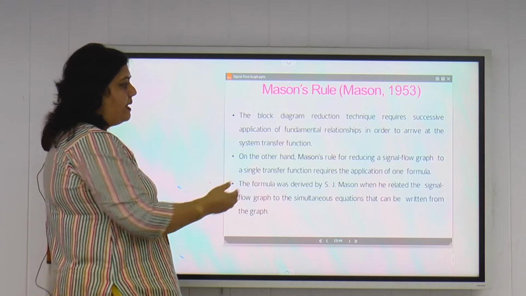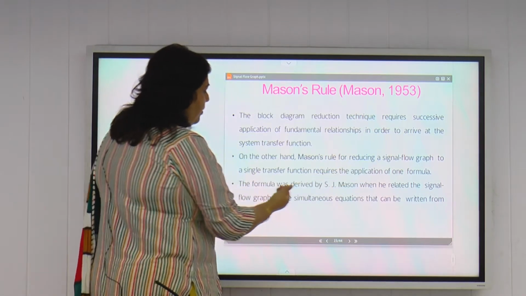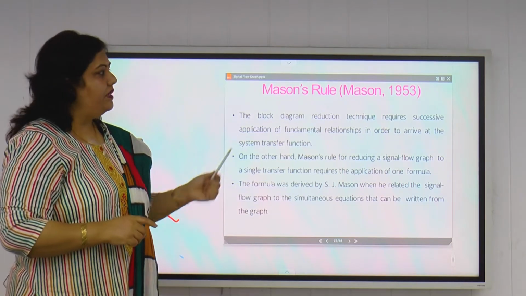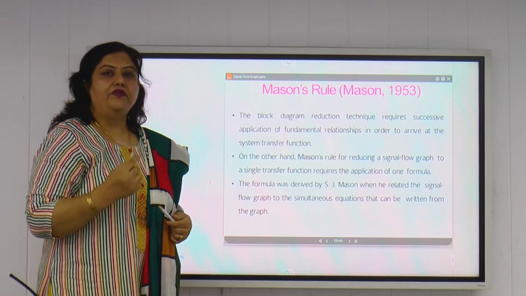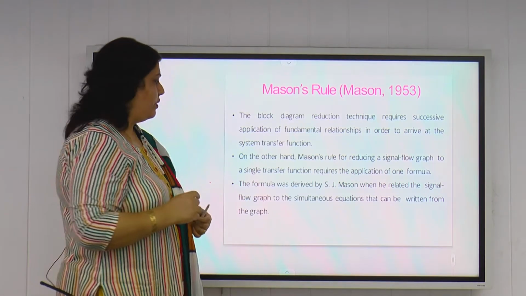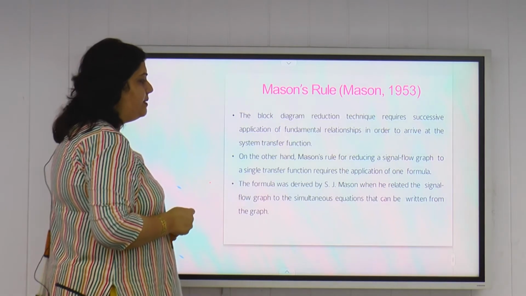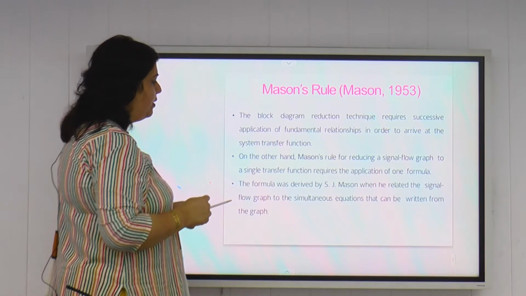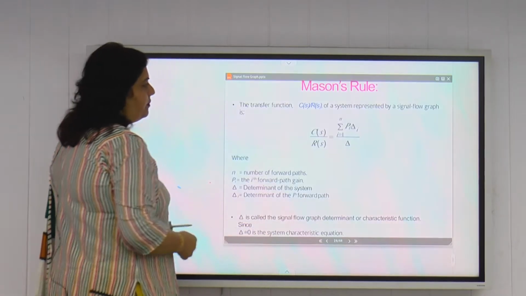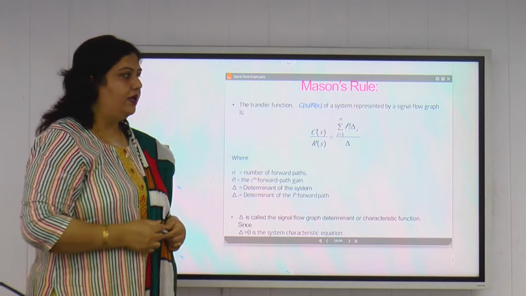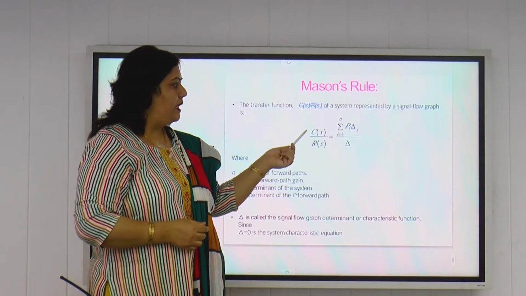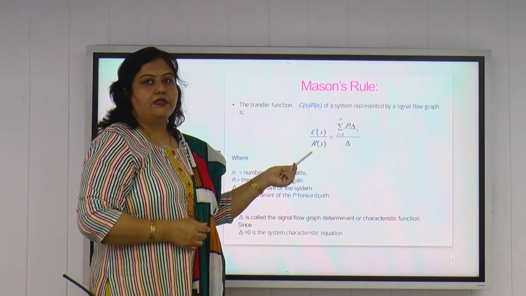On the other hand, Mason's rule for reducing a signal flow graph to a single transfer function requires the application of only one formula. With only this one formula, we can find the transfer function of a complex control system represented by a signal flow graph. The formula was derived by S.J. Mason when he related the signal flow graph to the simultaneous equations that can be written from the graph. This is Mason's gain formula. This is C(s) by R(s), the overall transfer function of the control system, where C(s) is the Laplace transform of output and R(s) is the Laplace transform of input.